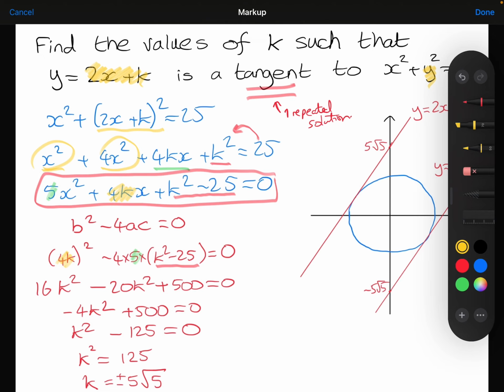Then I've expanded these brackets, so the 4k times 4k is 16k squared. The minus 20 times the k squared is the minus 20k squared. The minus 20 times the minus 25 is positive 500. I've then collected up these two terms to give me the minus 4k squared. Then I divided both sides by minus 4 to make it a bit simpler. Added the 125 and then did the square root to find that k was either positive 5 root 5 or negative 5 root 5.